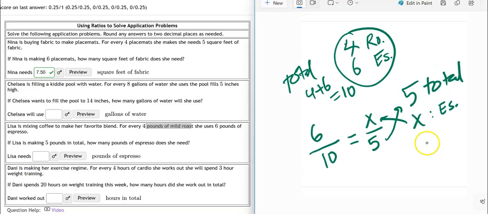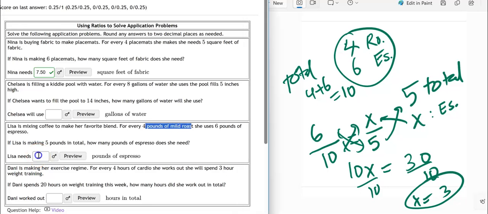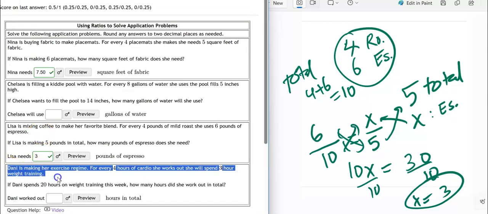If you cross multiply, 10 times X equals 30. Remember that cross multiplication, right? And X divided by 10, you get X equals 3. So she needs 3 pounds of espresso. You put 3 here as the answer, and that's how you do it. Now the last question is similar. I did the first 3 questions, the last question is similar, and you finish it yourself.